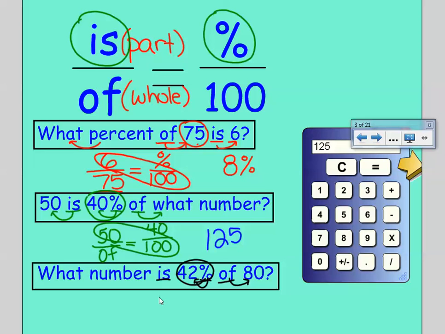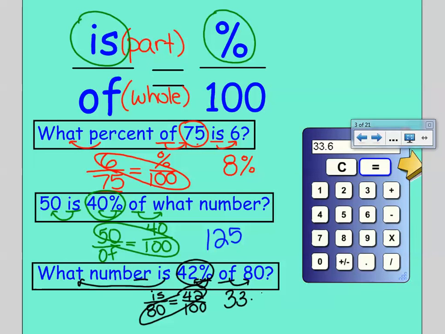This time we know that the word what does not have anything by it. So in fact, is going to match up with the what number. So is going to stay in my proportion. Of matches up with 80. 42 goes in the percent spot, and 100 is going to be my last number. I'm going to multiply my diagonal across, so I would do 80 times 42, and I would divide that by 100. When you do that, you get a decimal answer, which is okay to get.